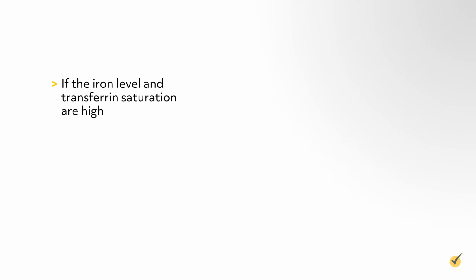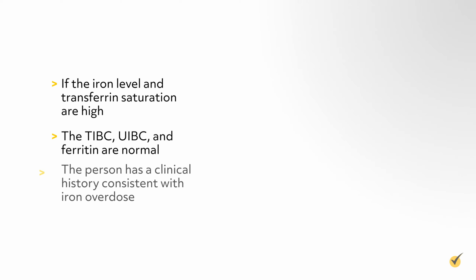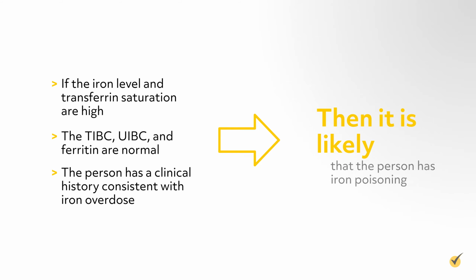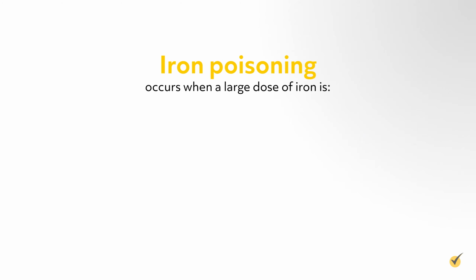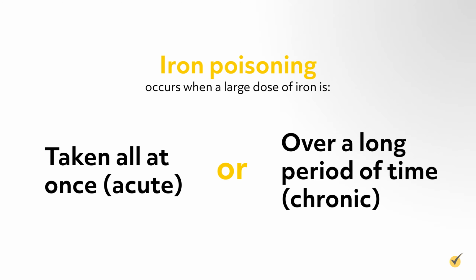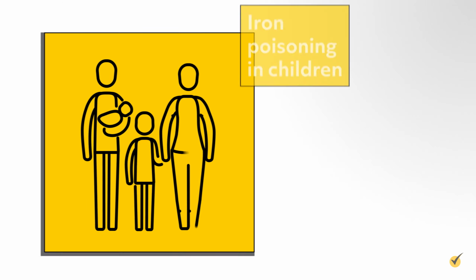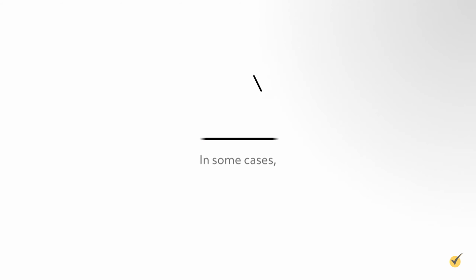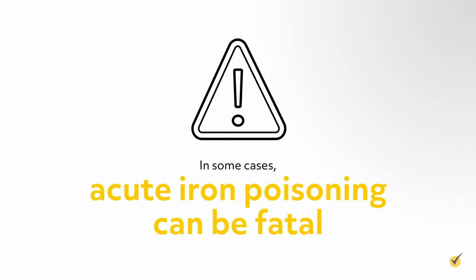On the other hand, if the iron level and transferrin saturation are high, the TIBC, UIBC, and ferritin are normal, and the person has a clinical history consistent with iron overdose, then it is likely that the person has iron poisoning. Iron poisoning occurs when a large dose of iron is taken all at once, acute, or over a long period of time, chronic. Iron poisoning in children is almost always acute, often occurring in children who ingest their parents' iron supplements. In some cases, acute iron poisoning can be fatal.